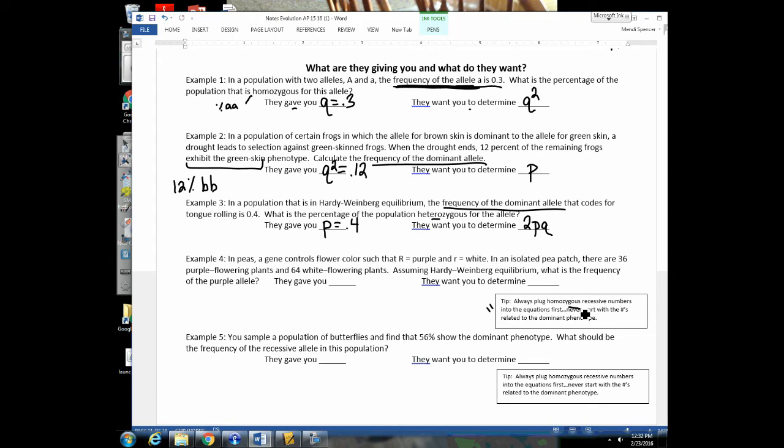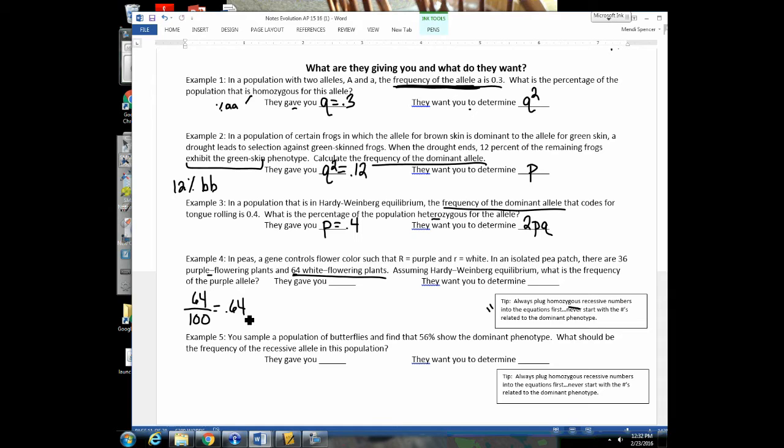In this problem, they're saying there's 36 purple flowering plants. Purple is dominant. There's 64 white flowering plants. White is recessive. We want to use this information, and we're going to ignore this dominant information right now. So it says that 64 out of 100, because when we add them up, we have a total number of 100. And so that gives us 0.64. So it means 64% of the population has that homozygous recessive genotype.